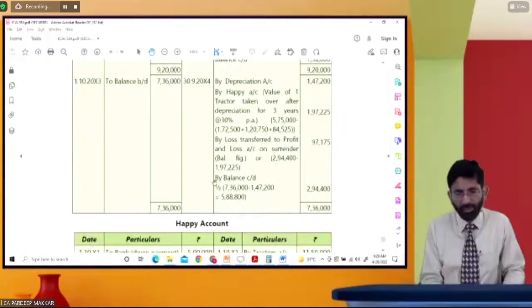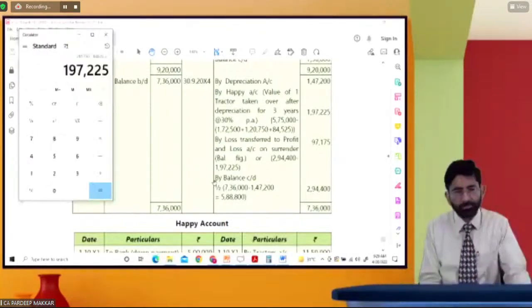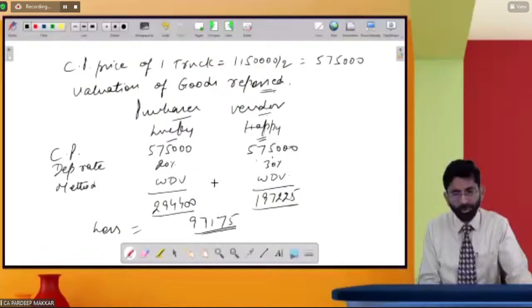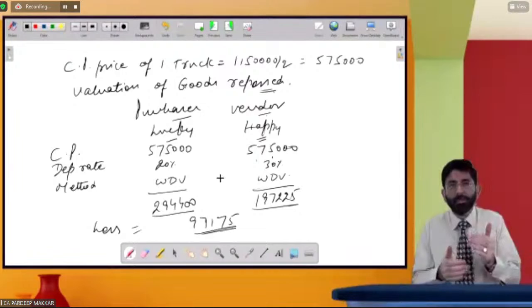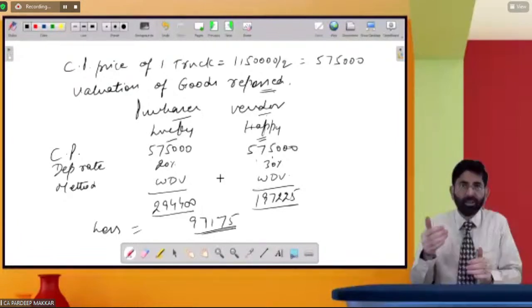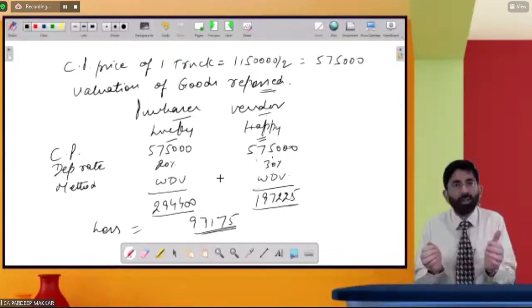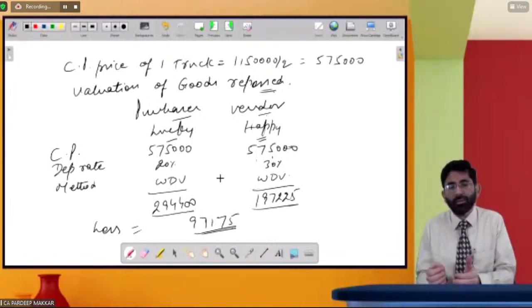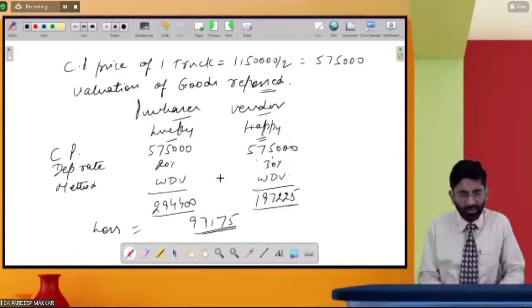This is very tough, whatever is given in this calculation. I am doing it in a very simple way with you. Already noted it down or not? If you have not noted it down, just do it. This is a very simple way. Minus 20% of whatever is the balance, 3 times. Minus 30% of whatever is left, 3 times. This is the value of goods repossessed as per purchaser and as per vendor. Deduct the value as per purchaser from the value as per vendor, and whatever is the balance is your loss. Simple and easy to do.